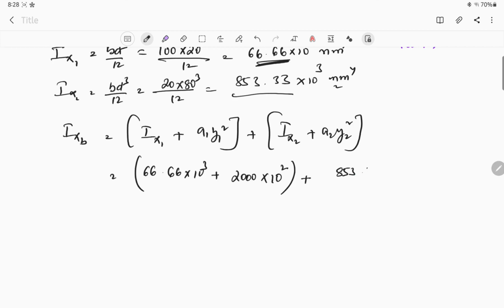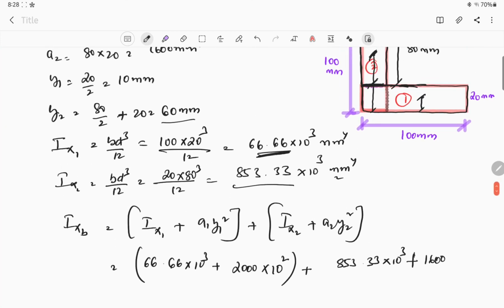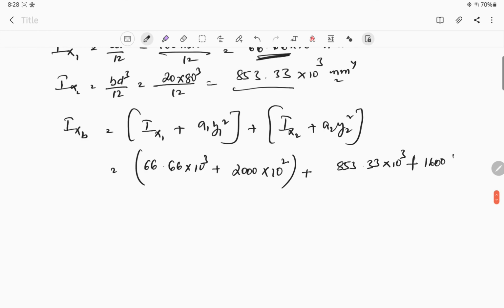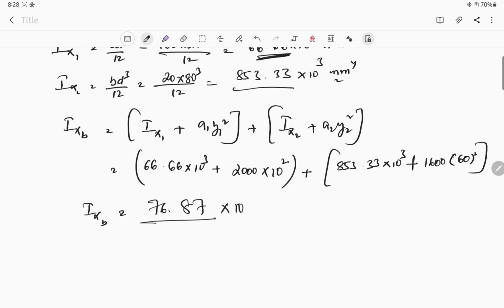So 853.33 into 10 power 3 plus A2 y2 square. A2 is how much we got? 1600. What about y2 we have? Y2 is 60, so 1600 into 60 square. Once you solve these values, you will get Ix, the moment of inertia about its base, as 76.87 into 10 power 6 mm power 4. This is the value for moment of inertia about its base.